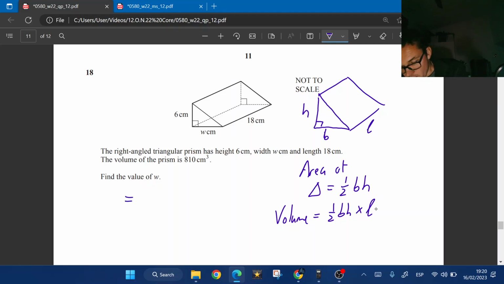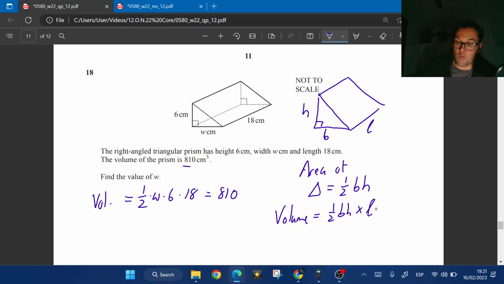That would be a half, base being W, the height being 6 times 18. And as we can see, that will give us the answer, which is given as 810.